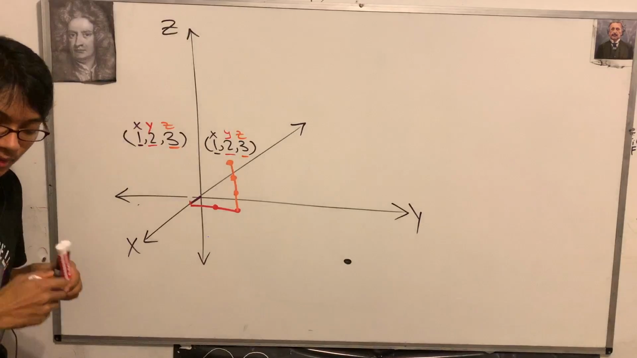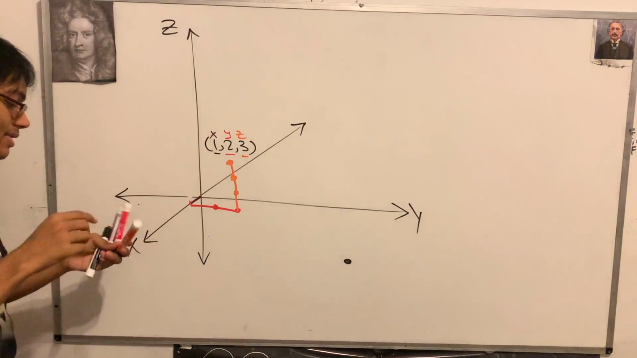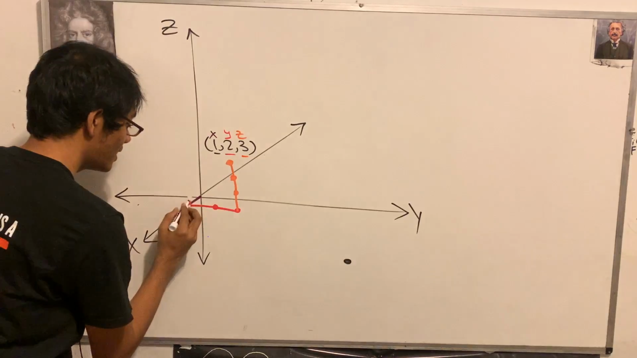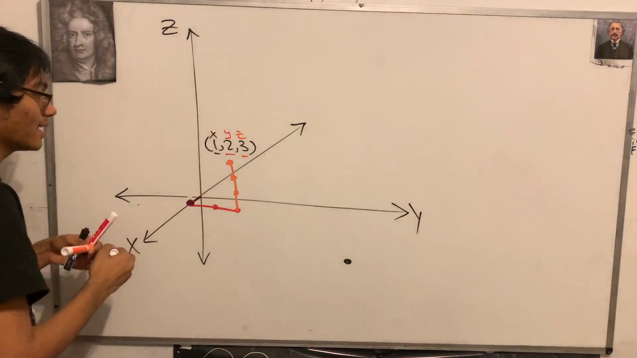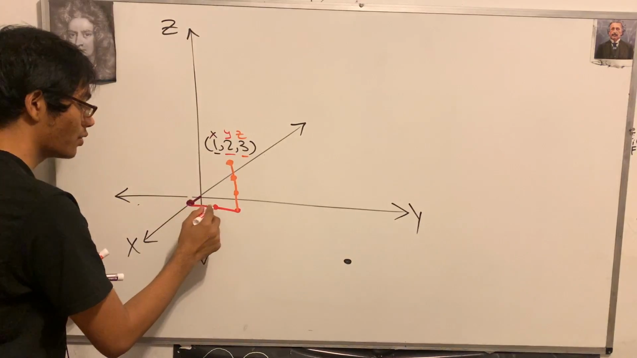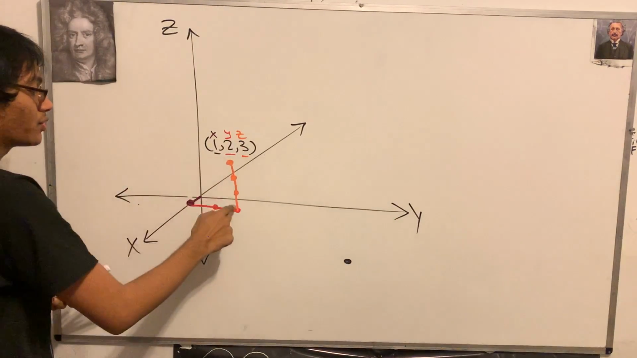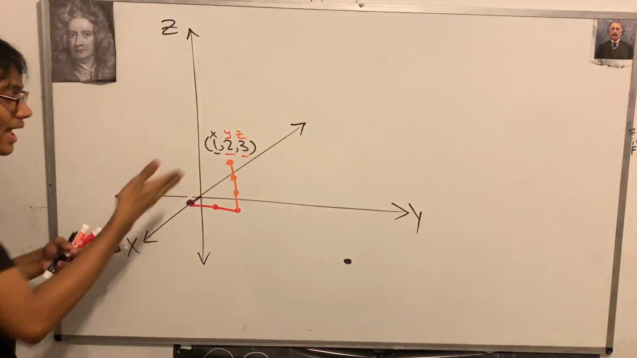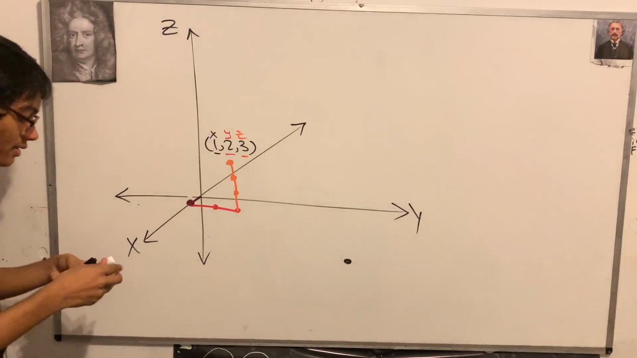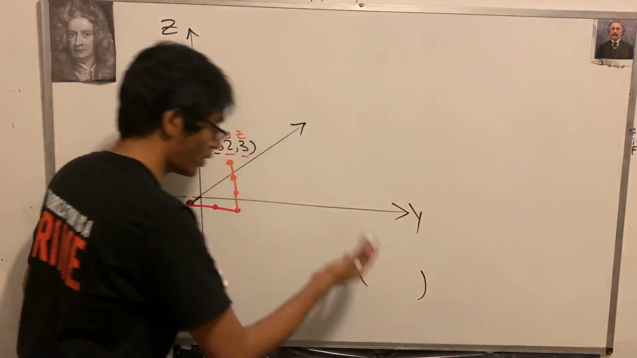I'm going to recap it once again if you don't understand. This 1 over here tells me that I have to go 1 unit in the x direction, in the x-axis. This 2 over here is my y coordinate. It tells me I have to go 2 units in the y direction. This 3 over here tells me I should go 3 units in the z direction. And that's where my point is. Okay, good. Now let's say I have another point here.